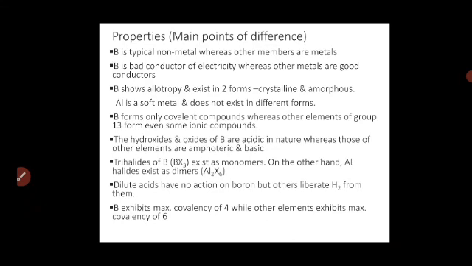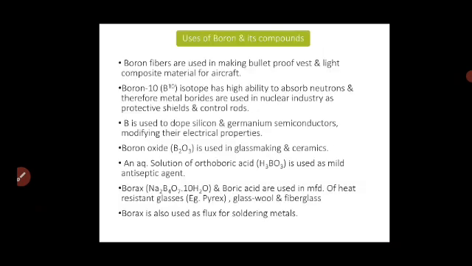The questions are two different questions. One is why boron shows anomalous properties. There you have to write the reasons. Whereas how boron differs from the other elements, then you have to write the main points of difference.